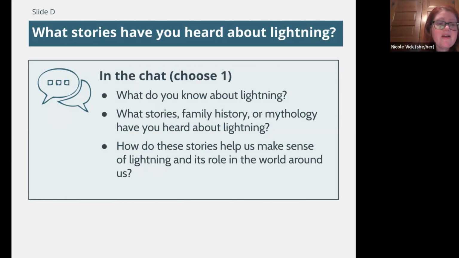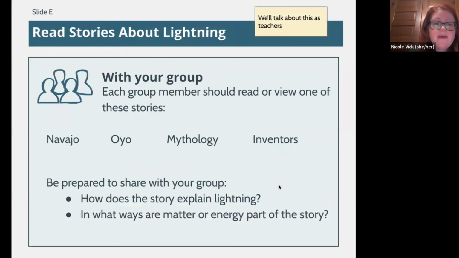So we're going to take some time to look at some different stories about lightning. So Sarah, if you could go to the next one. For this slide, in the essence of time, I'll just talk you through a little bit of these. Students would be broken up into 4 different groups.